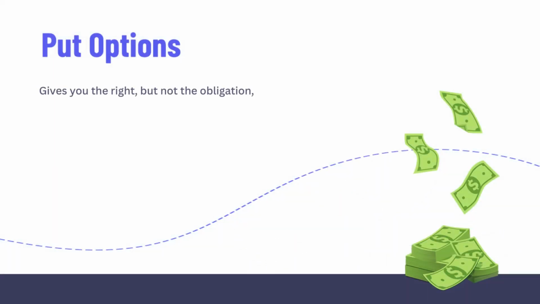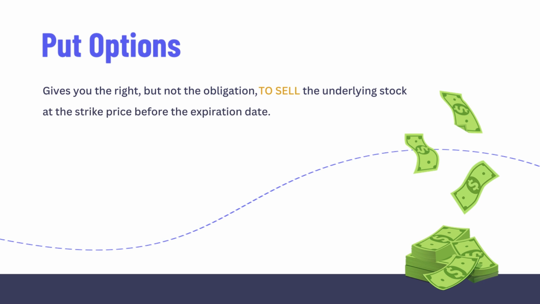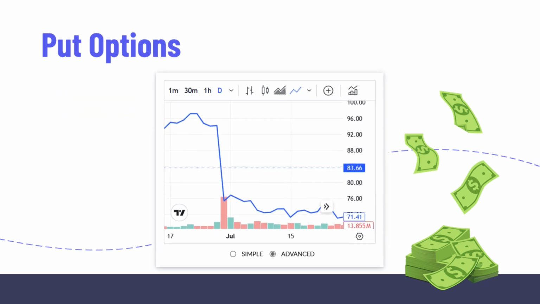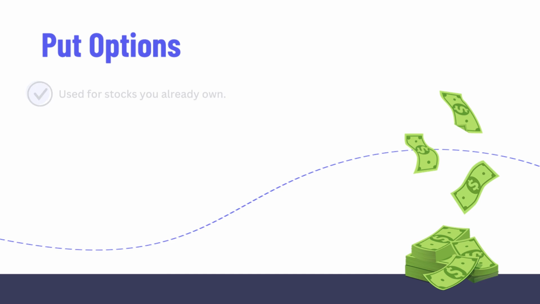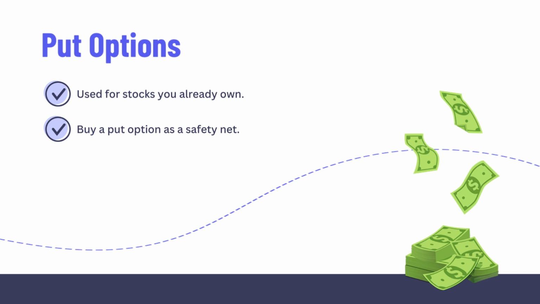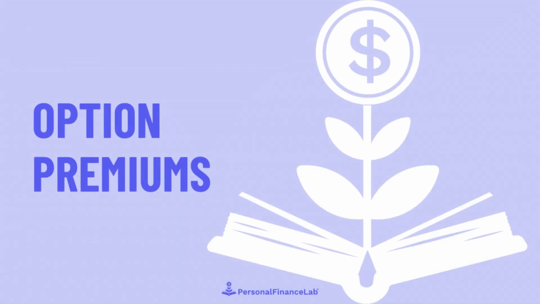A put option gives you the right, but not the obligation, to sell an underlying stock at the strike price before the expiration date. Imagine having a way to sell a stock at a set price, no matter how low it drops. That's what put options are useful for. If you already own a stock and you're concerned the price might drop, buying a put option will act as a safety net. So if the market price for one of your holdings plummets, put options give you the opportunity to sell the stock at the strike price instead.